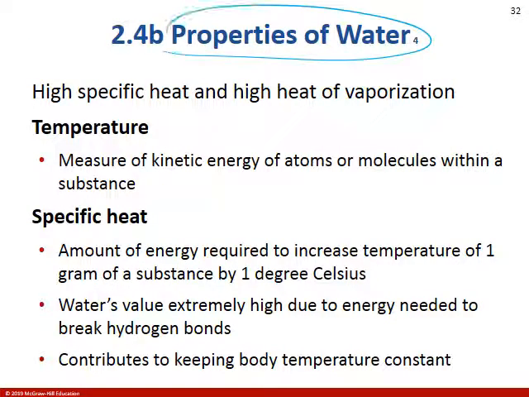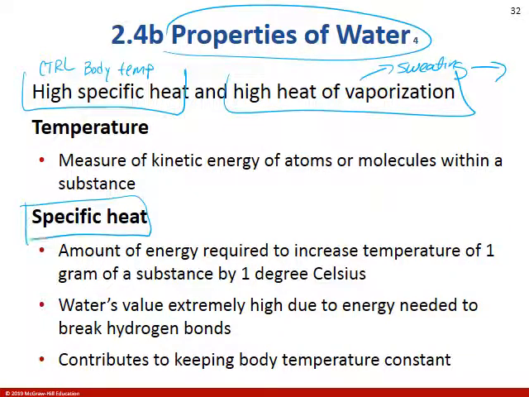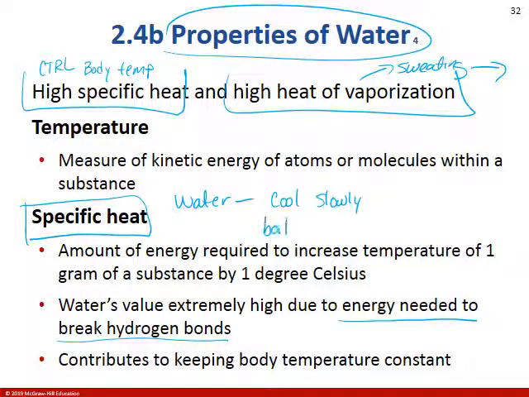Some more properties of water we have to talk about are high specific heat and high heat of vaporization. This has to do with kind of controlling body temp, and this one has to do with sweating, and this is going to be on the next slide. So the high specific heat that water has is due to the energy needed to break all those hydrogen bonds. So water is going to cool slowly, and it's going to boil slowly.